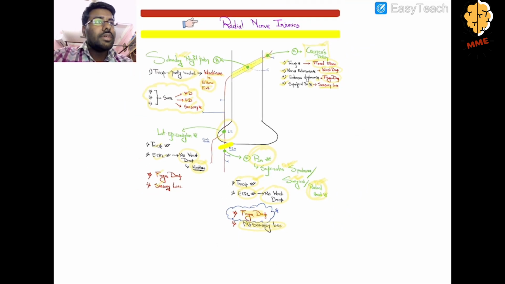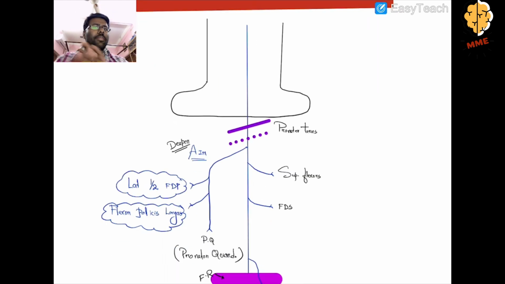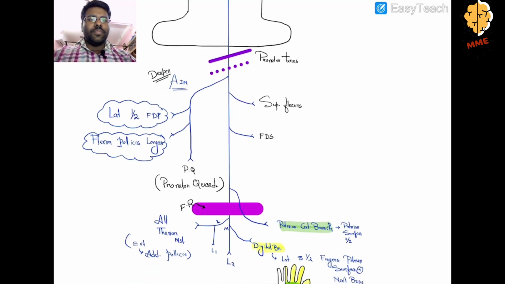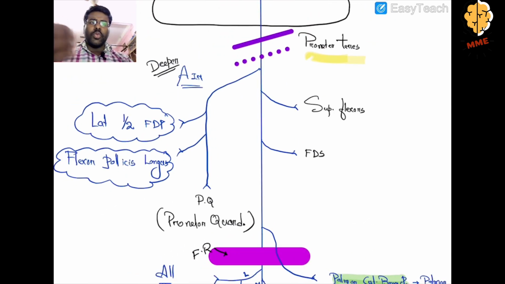Now coming to the next nerve, which is the median nerve. The median nerve has no branch in the arm region. It starts giving branches after the humerus. After the humerus, the median nerve pierces the pronator teres muscle to head, and gives a deeper branch and a superficial branch.